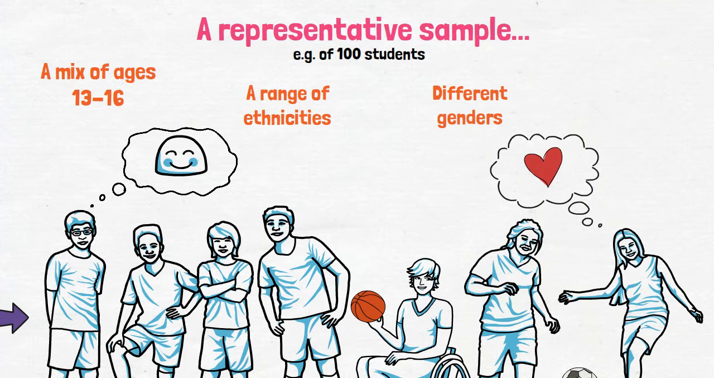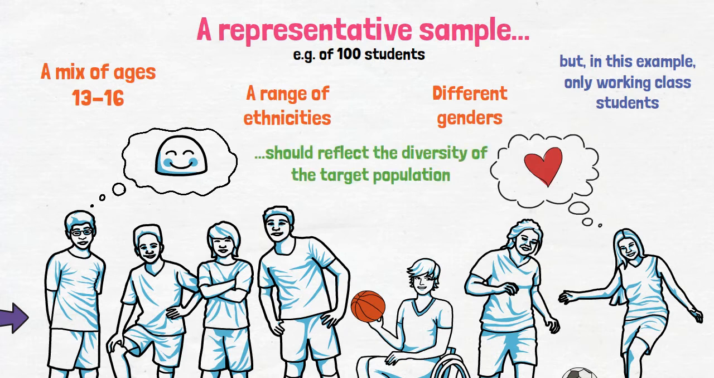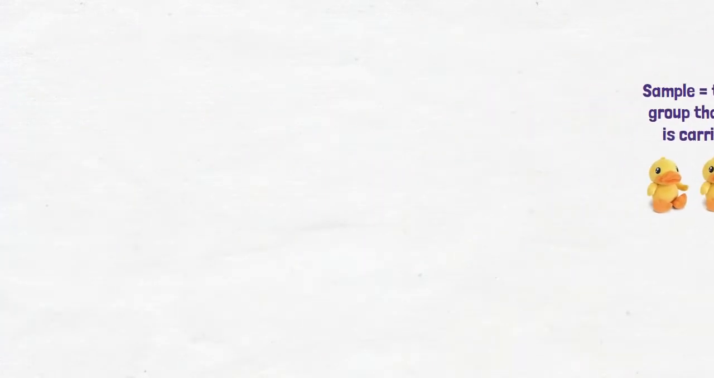Obviously, if we're just focusing on working class students, then it wouldn't be necessary to ensure that we included any middle class or upper class students. But whatever our target population is, we should make sure that our sample reflects its diversity. Representativeness links very closely to generalisability, so they are often written and spoken about together.